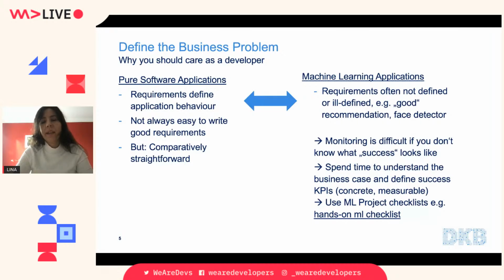So monitoring can actually be more difficult if it's not fully specified what the model should do when it's properly working. So when you start designing or implementing the solution, or when you get a solution that you're taking over, you need to make sure that you know what success actually looks like, and you spend some time understanding the business case and the success KPIs. I put a link to a project checklist for ML in general that you can use to see if you properly understood the context of this service, so you know when it's working.